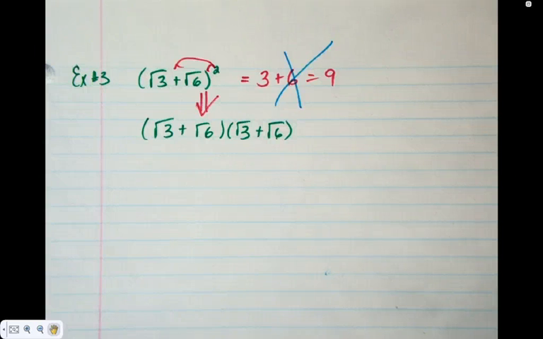Okay, so you can't distribute an exponent. It doesn't work like a coefficient in the front. Pick whichever method you like and multiply these two binomials.